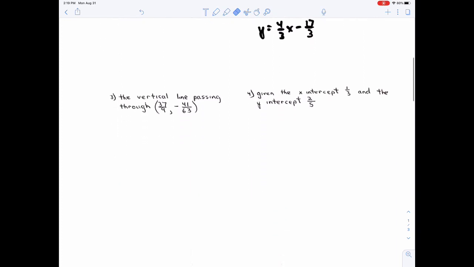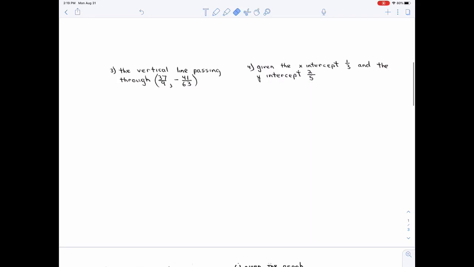Okay, a vertical line passing through that. What's the equation of every vertical line? X equals, so the answer here is x equals. By the way, I would suggest you try all of these on your own. Pause the video, try them on your own, and then see if you get it correct when you see me do it. Okay, so it's x equals 37/9. Why? Because that's the x-coordinate.